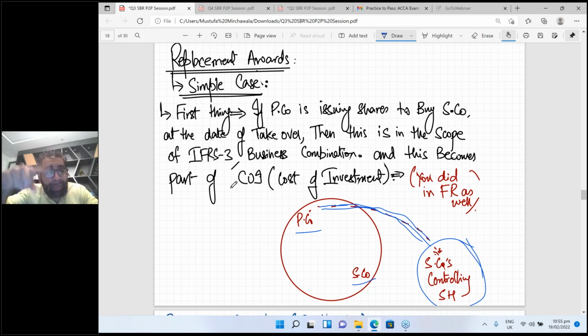So the previous case was different. In that case, parent company was issuing shares to S company's employees just for their motivation, giving them a target. So they were giving targets to group employees, and in return the employees were giving services to the group. That was pure IFRS 2, but this is not IFRS 2, this is IFRS 3. Just tell me, did you understand these two points?